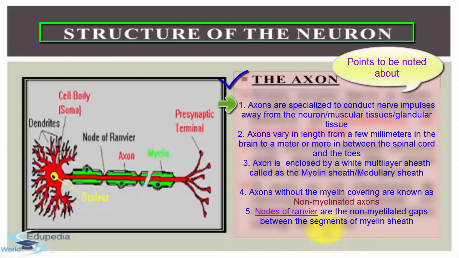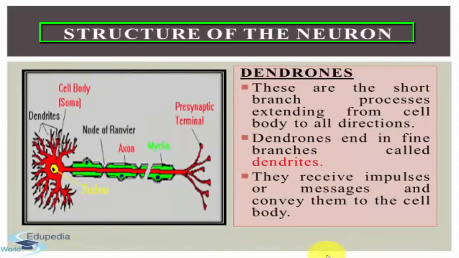Axons are specialized to conduct nerve impulses away from the neuron to muscular or glandular tissue. Axons vary in length from a few millimeters in the brain to a meter or more between the spinal cord and toes. Axon is enclosed by a white multilayered sheath called the myelin sheath. Axons without the myelin covering are called non-myelinated axons. Nodes of Ranvier are the non-myelinated gaps between the segments of myelin sheath. This was all about axons.